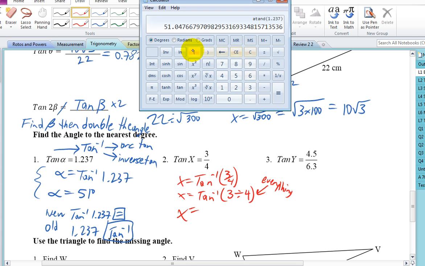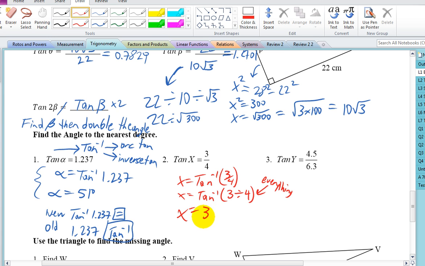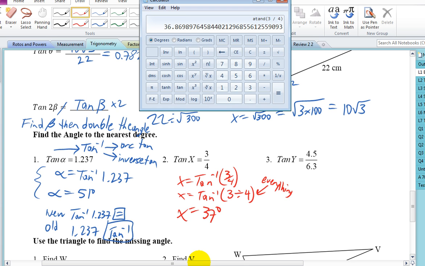Okay, for me, I'm going to go bracket 3 divided by 4 bracket. Notice how it did it for me. And then go inverse tan. 37 degrees, because you have to round. I'll tell you right now, whoever's not writing this down, you're going to be in a world of hurt.